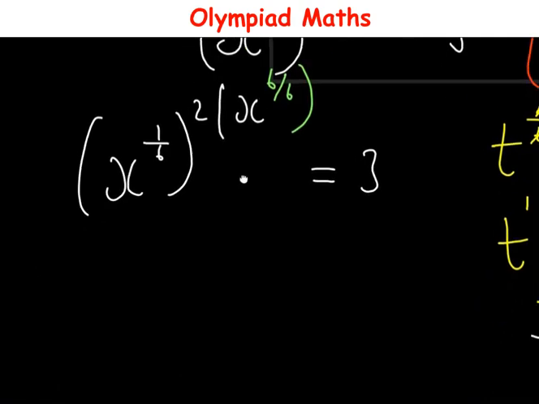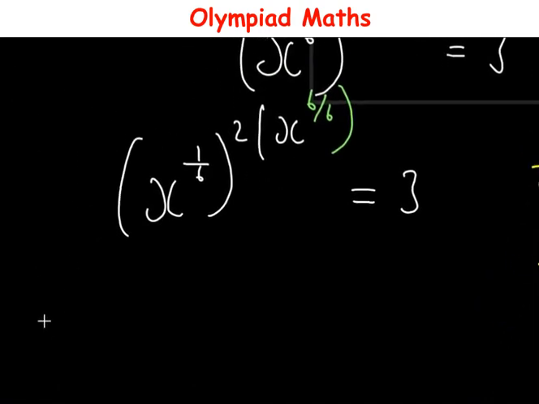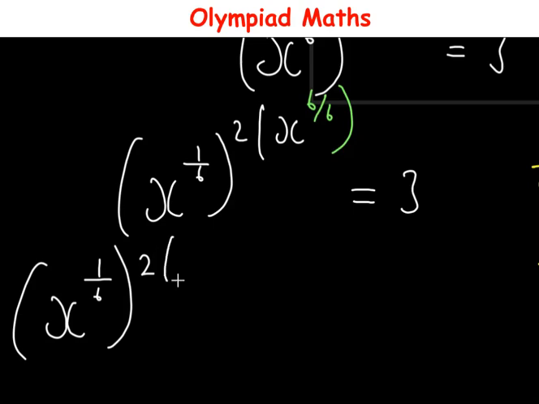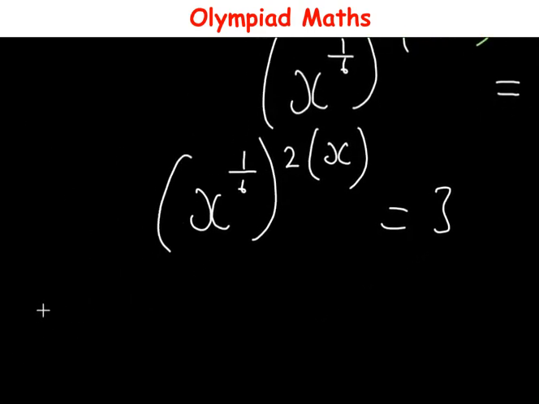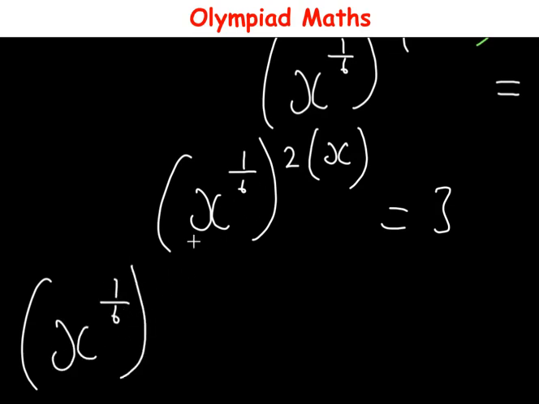So with this, simplifying this further, what we have is, in brackets, x raised to power 1 over 6, then all raised to power 2 into bracket x. Now power 6, we cancel out power 6. What we have is x, okay, is equal to 3. So from here, in bracket, x raised to power 1 over 6, then raised to power 2 multiplies x, this becomes 2x is equal to 3.